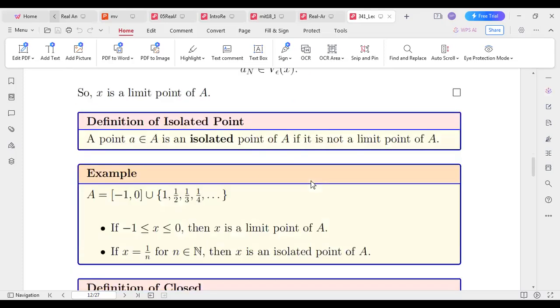Now, what is an isolated point? A point a belonging to A is an isolated point of A if it is not a limit point of A. For example, capital A is the union of [-1, 0] and 1/2, 1/3, 1/4, etc. If -1 is less than or equal to X less than or equal to 0, then X is a limit point of A. If X equals 1/n for some n belonging to capital N, then X is an isolated point, because as n tends to infinity, it becomes 0. This is why it is an isolated point.